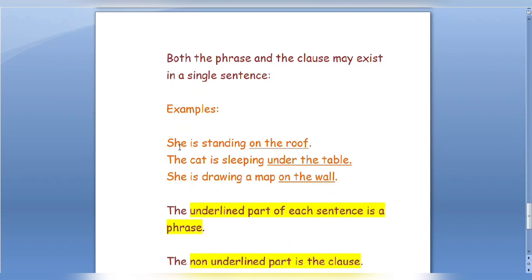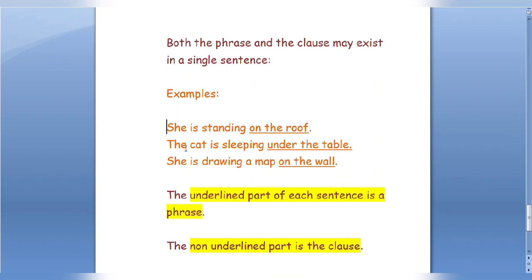So now we'll look at these examples. She is standing on the roof. If I just consider on the roof, a part of the sentence, a group of words on the roof, it's telling you something. But it's like it's not making any sense. You cannot make a sense out of it. So this becomes the phrase. Okay. And she is standing. She is the subject. Is standing is the predicate. So this part of the sentence is the clause. The underlined part on the roof becomes the phrase, and the non-underlined part, she is standing, is a clause.